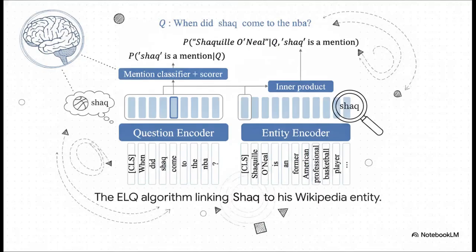Here we can see exactly how a modern neural algorithm, known as ELQ, accomplishes this. Imagine the system gets the question, when did Shaq come to the NBA? The algorithm separately encodes the text of the question and the text of millions of Wikipedia pages. It then calculates a dot product similarity between the two. This is exactly how a search engine flawlessly links your casual, lowercase mention of Shaq to the actual professional profile of Shaquille O'Neal. It escapes the text and connects to the real world.